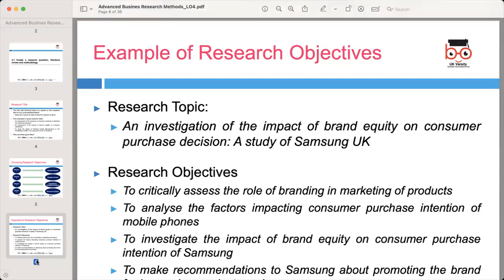Okay. Next one is example of research objectives. Here we will be discussing a research topic that focuses on the influence of brand equity on customer purchasing decisions, specifically looking at Samsung in the UK. Our research objectives are as follows, in the study of Samsung in the UK.